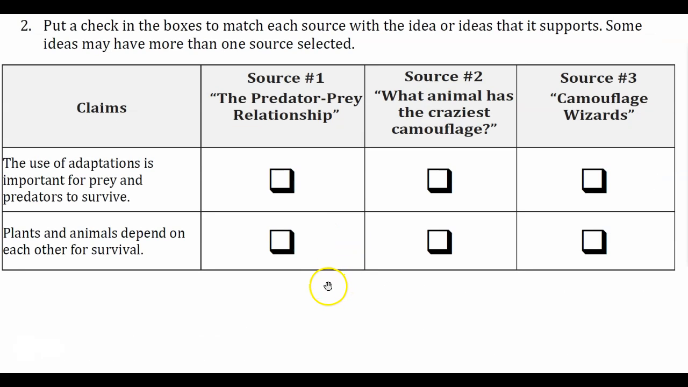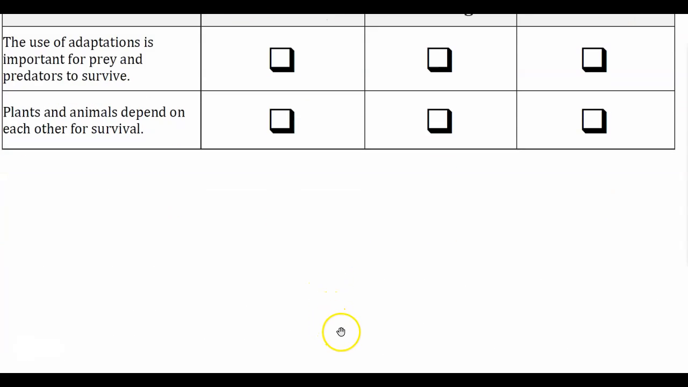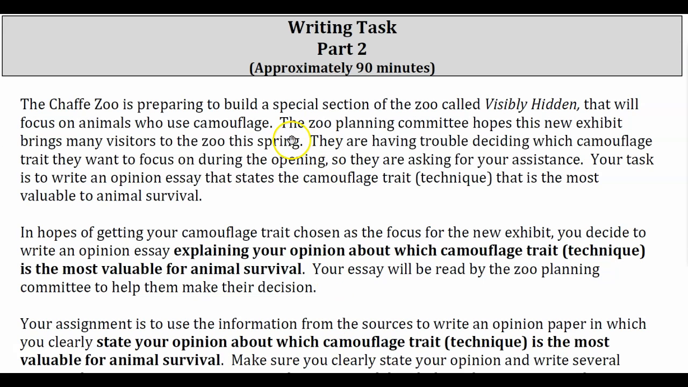Okay, and then we'll answer those. And then this is what you'll do in your final writing. Okay, that we're going to use a graphic organizer for.